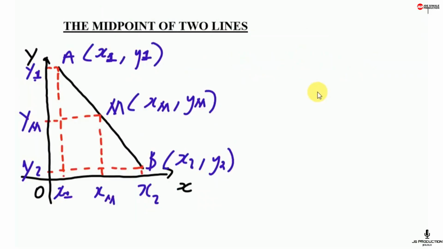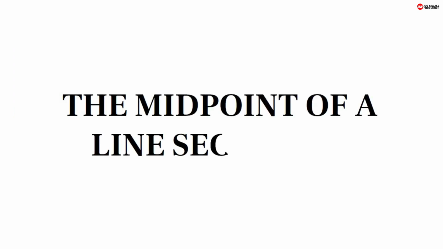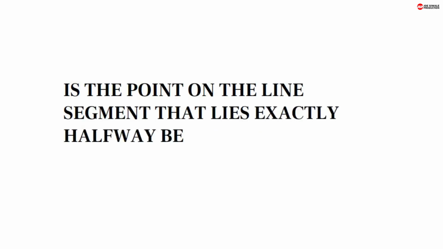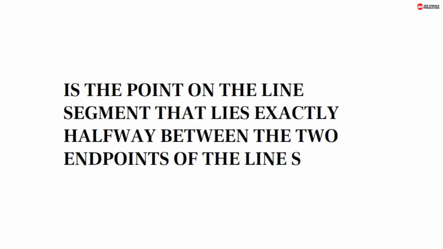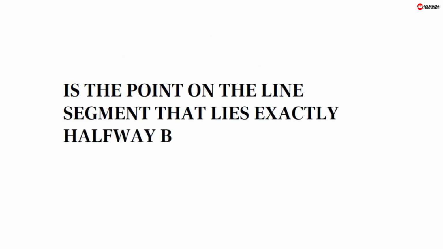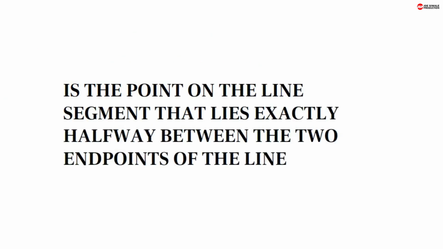So today we're going to proceed with coordinate geometry, and we're going to look at our second subtopic, which is finding the midpoint of two lines. So the midpoint of a line segment is the point on the line segment that lies exactly halfway between the two endpoints of the line segment.